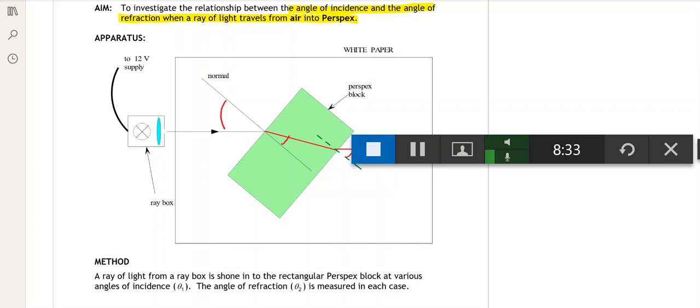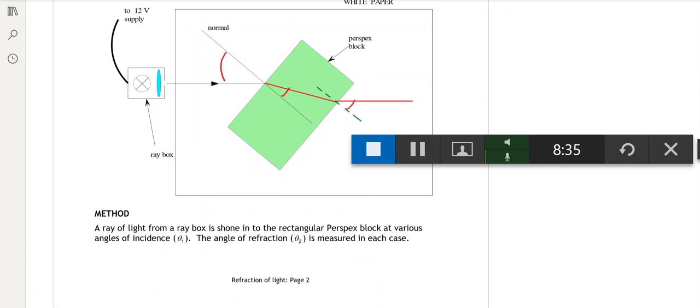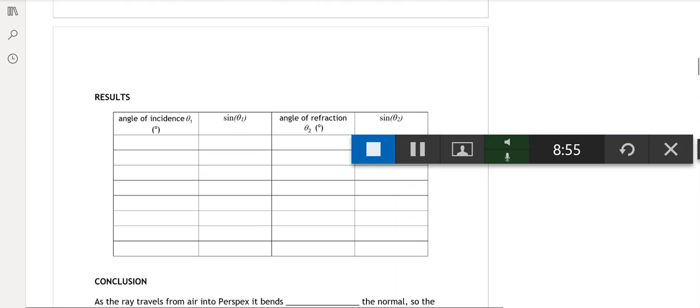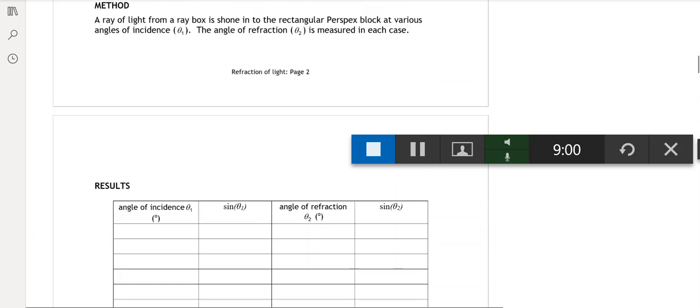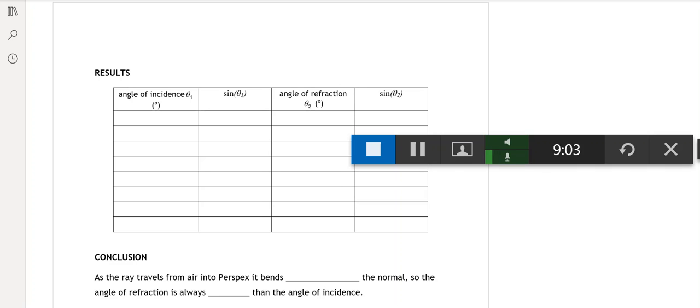So a ray of light from the box is shown into rectangular perspex. Mark the angles of incidence and the angle of refraction are measured in each case. So what we would have here is our refracted angle, which is going to be theta 2, and our incident angle, which is going to be theta 1. We would carry this experiment out in class, and what I'm going to do just now is pause this video and we will direct you to a separate video where you can see this experiment being carried out.